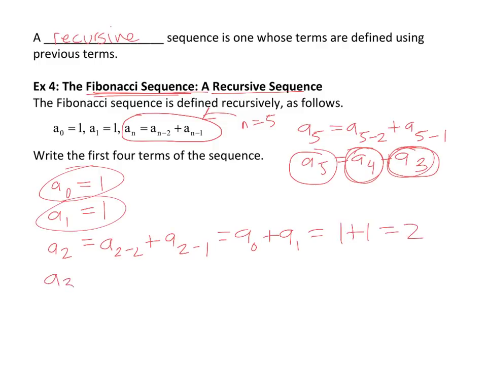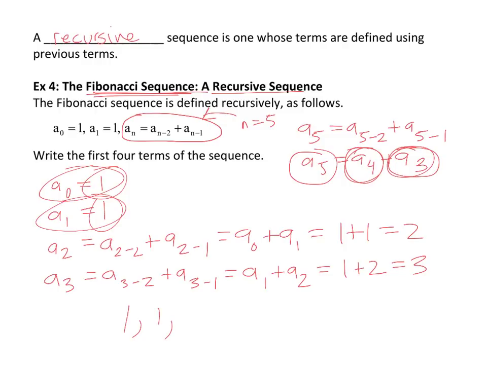All right, now I want to find the fourth term of the sequence. So I have a sub 3 minus 2 plus a sub 3 minus 1. So I get a sub 1 plus a sub 2. Well, I know a sub 1 is equal to 1, and a sub 2, I just solved for it before. That's 2, so I get 3. All right, so the first 4 terms of the sequence are 1, 1, then 2, then 3.